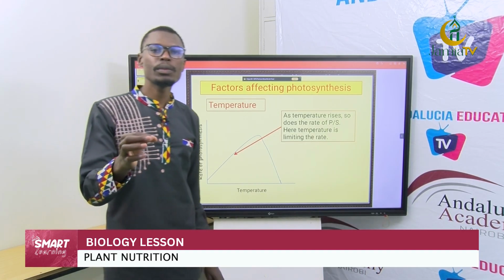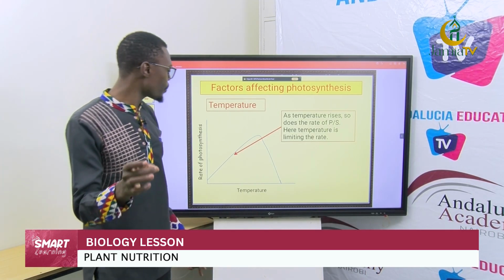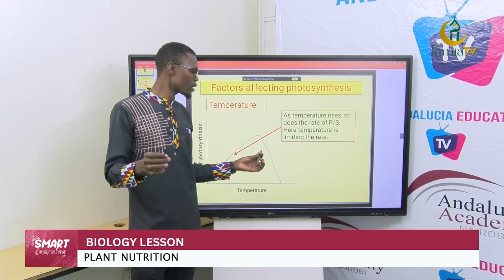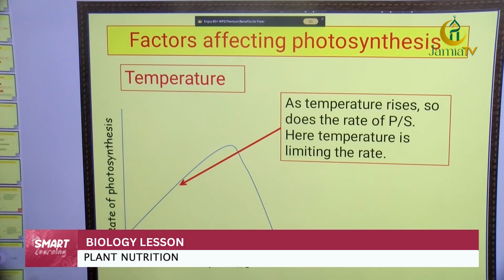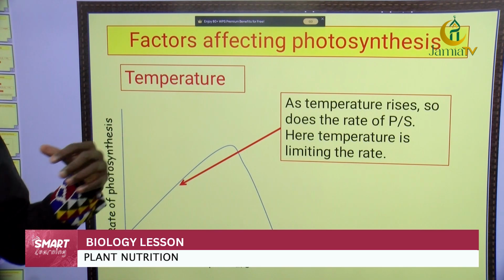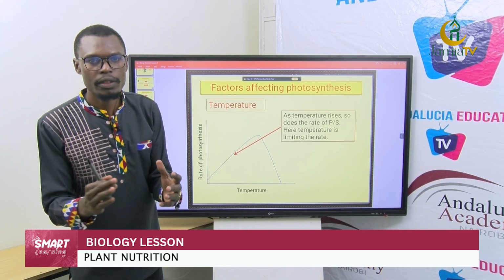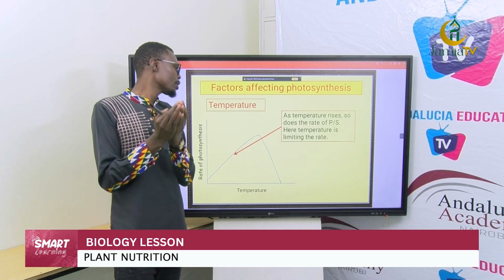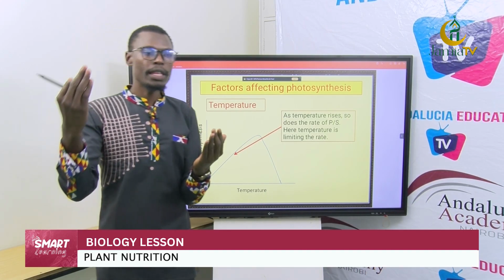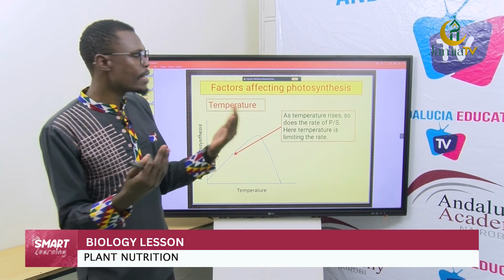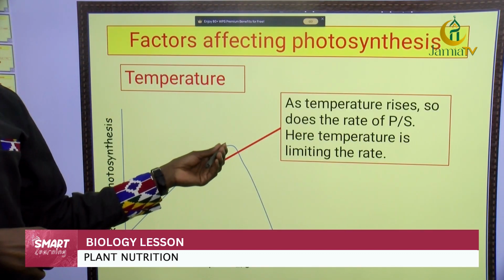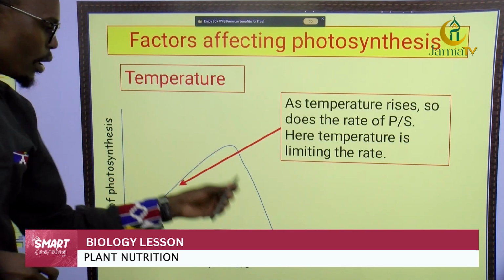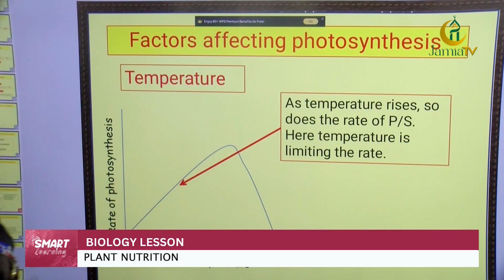That is extreme temperature. Extreme temperature denatures or destroys the enzyme. It denatures the activity of the enzyme. Normally, it distorts the shape of the active site of the enzyme. Therefore, the substrate-enzyme combination will not occur effectively. Therefore, there will be a drop in the graph.